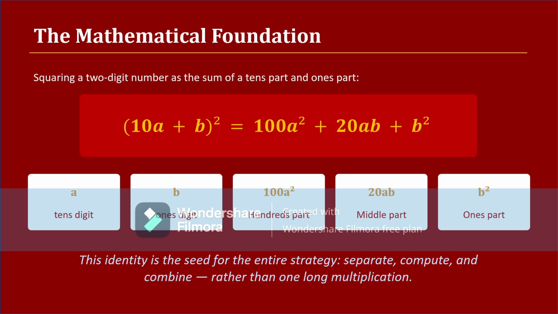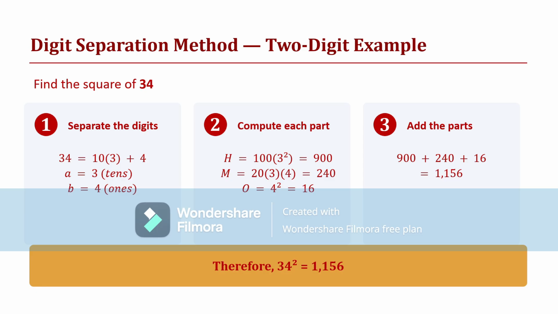This mathematical foundation is not newly invented, it is invented but adaptive. So this identity is the seed for the entire strategy: separate, compute, and combine rather than one long multiplication. For example, we have 11 squared, but that is a different case, which will be explained further later on.